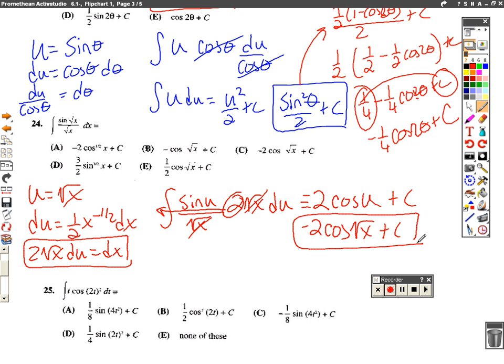Let's see if we can see that as an answer. Negative 2 cosine of root x plus c. Don't be fooled by this. This 1/2 belongs to this cosine, not the x.